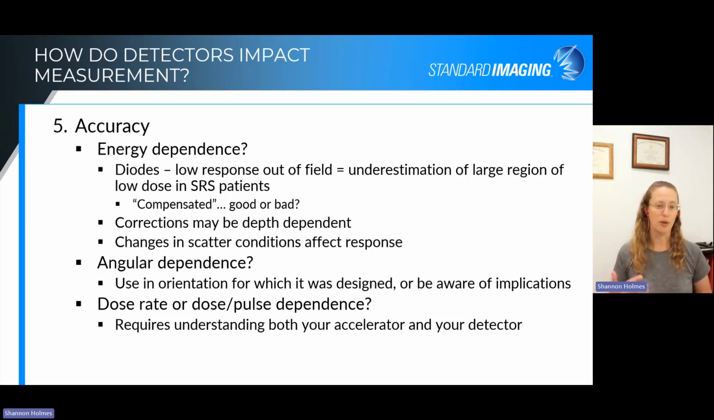Compensated can be good or bad depending on the energies that you're looking at and whether you're using these for depth dose curves, getting that change in the scattered energy, as well as the change in energy just with the primary beam at depth. So for a detector that has a high energy dependence, you may actually have depth dependent corrections in order to account for that. And if there are differing scatter conditions, that can affect the response of the detector as well.